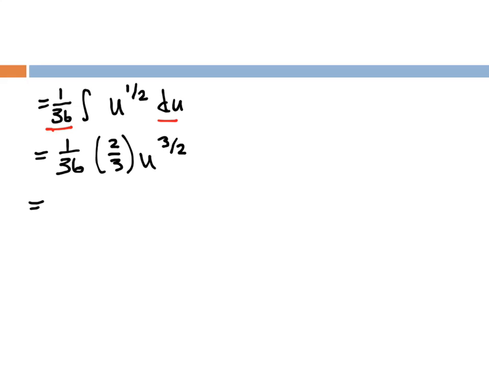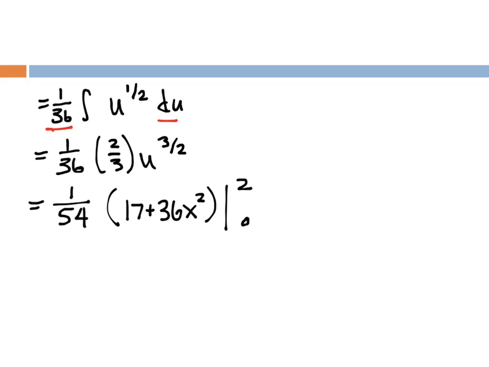So the 2/3 times the 1/36 become what? Yes. 1/54. And the u value is actually supposed to be 17 plus 36x squared, which I'm then evaluating from 2 down to 0. What did I miss? Oh, I missed the exponent. Thank you. 3/2.